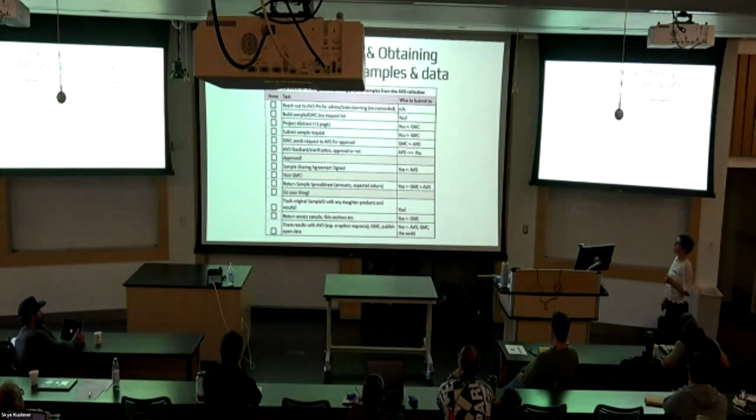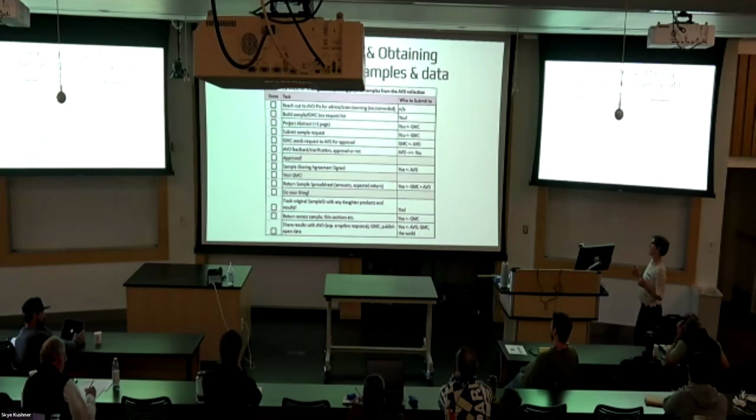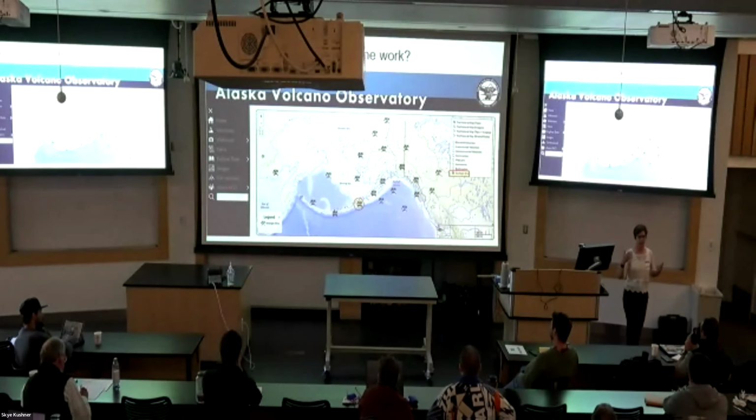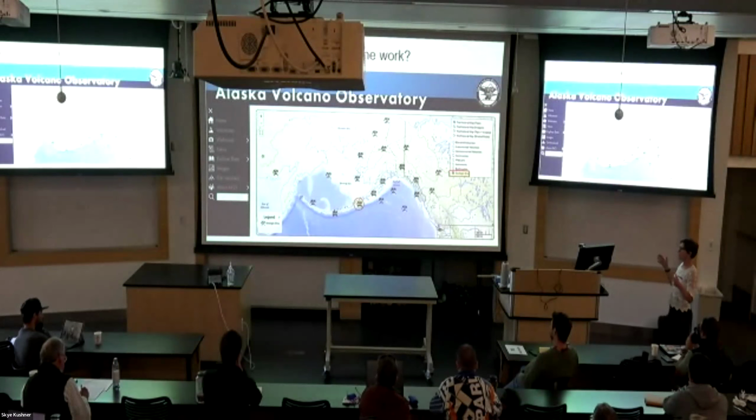So we came up with this checklist just for how to search and obtain samples and data that are AVO data. So we'll go through these step by step. And then we'll make this available, of course, to people so that if you start looking for samples and you want reminders on how to do it, some best practices, we will have a document to give you.